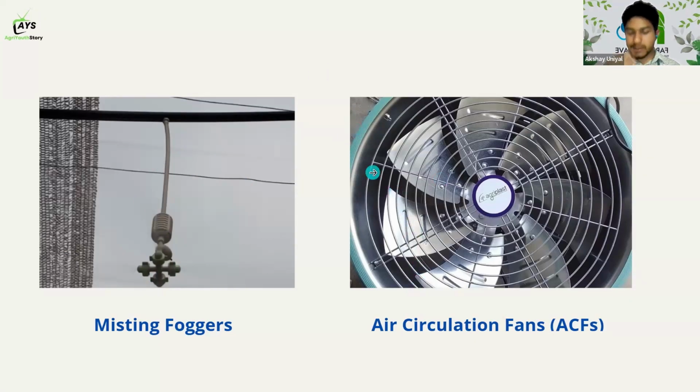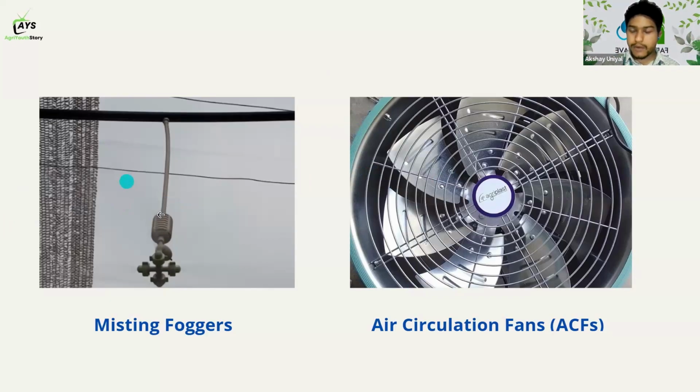Now this is an air circulation fan. Sometimes what happens in polyhouses is that the humidity and temperature on one end can be different from the humidity and temperature on the other end. It can be due to various reasons. The foggers, for example, are placed in such a way that they produce more fog in one area and less fog in the other, because they are placed at least 3-4 meters apart.